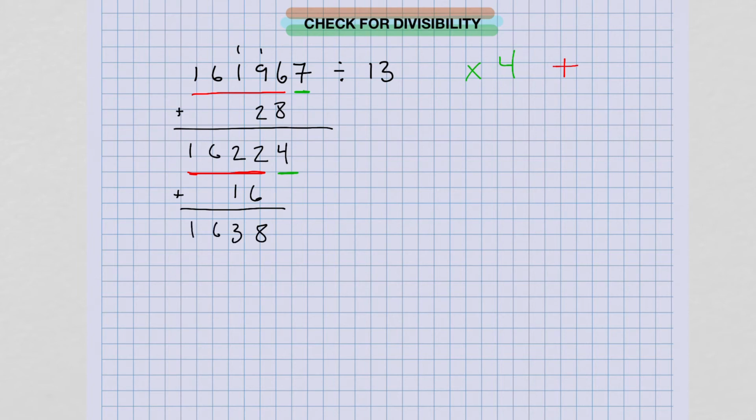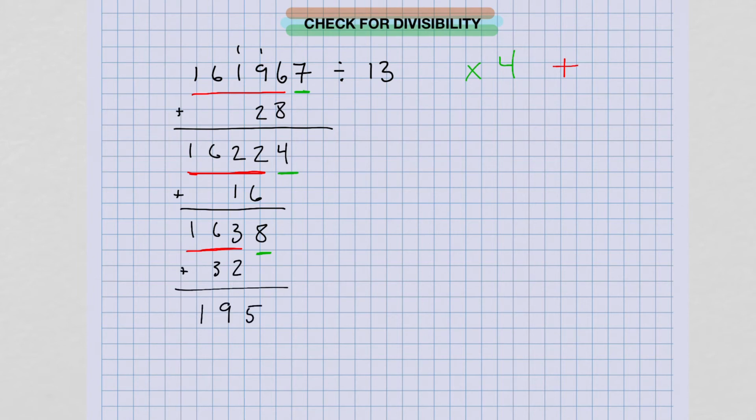Once again, we're going to take this last digit, multiply it by 4, and then add it to the remaining digits. 8 times 4 gives us 32, so we're going to add 32.